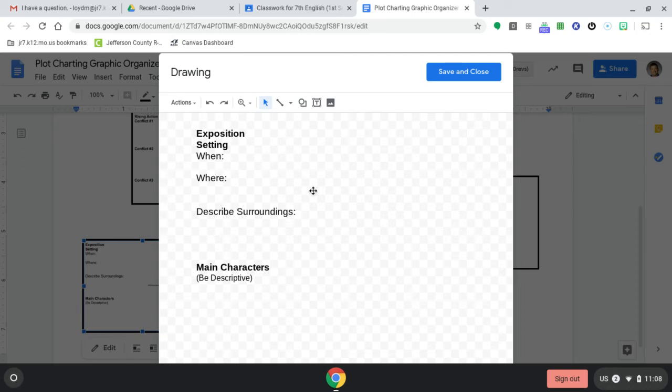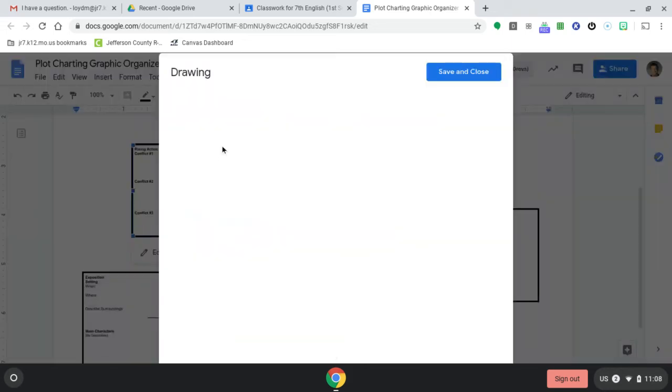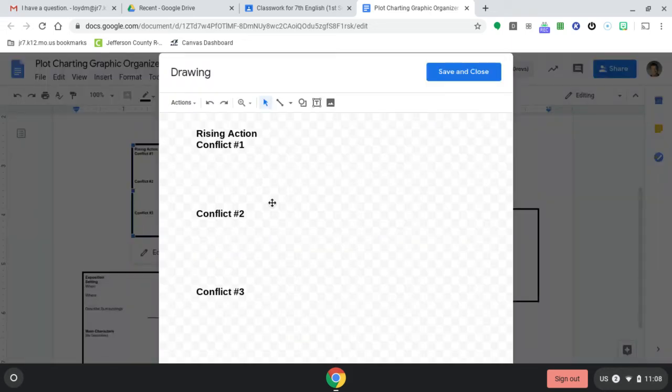Okay, so then the setting would be the when and the where and the surroundings. Main characters are part of that exposition. This is when we're finding out about that. I'm not going to go into too much detail because, again, I want to see how much you remember of each of these. Okay. The rising action is usually when they're introducing their conflict. I'm asking you to come up with 3 conflicts through your story.